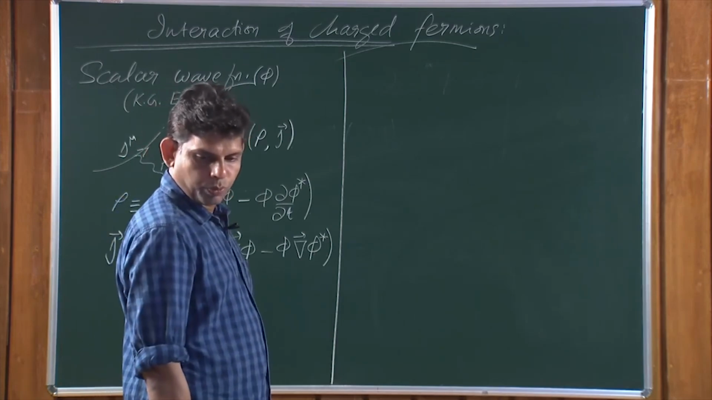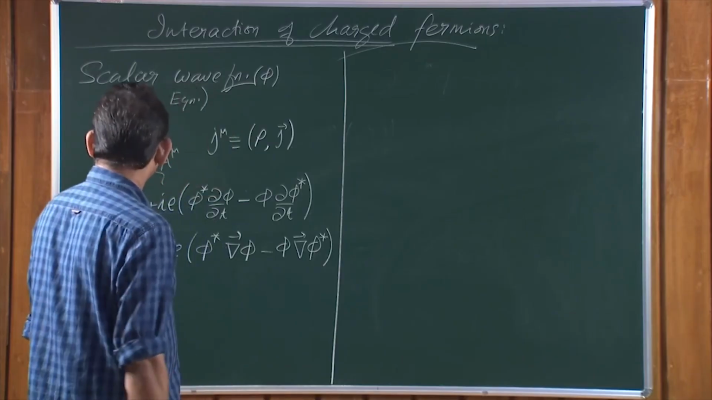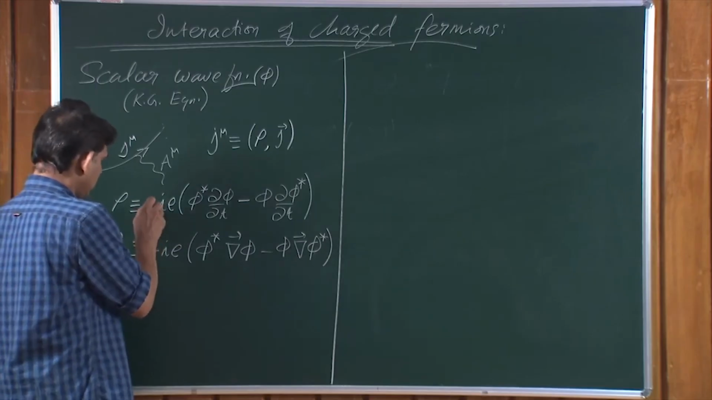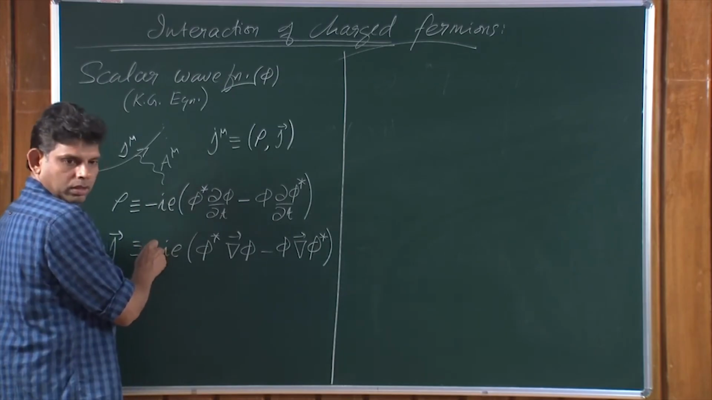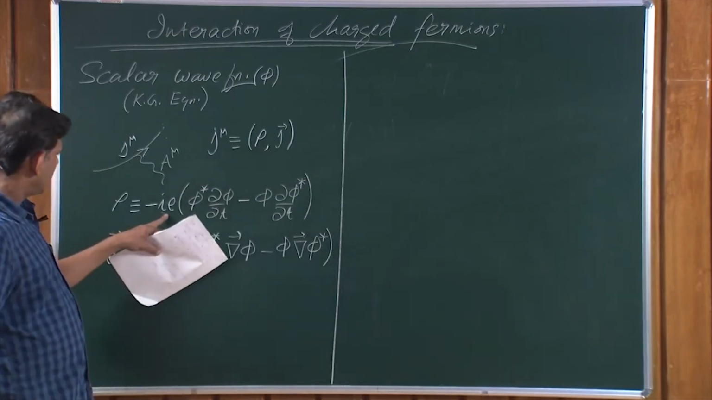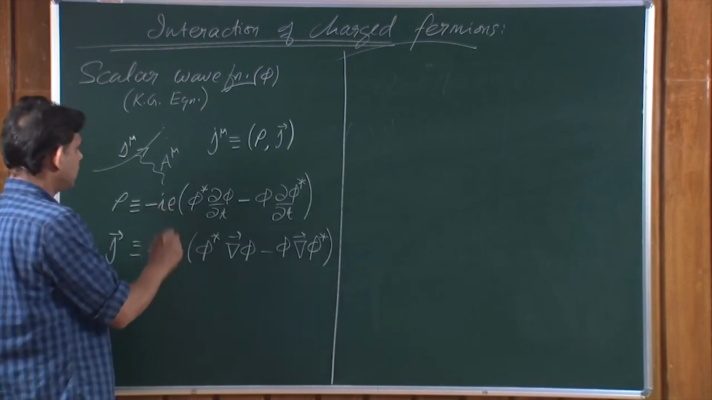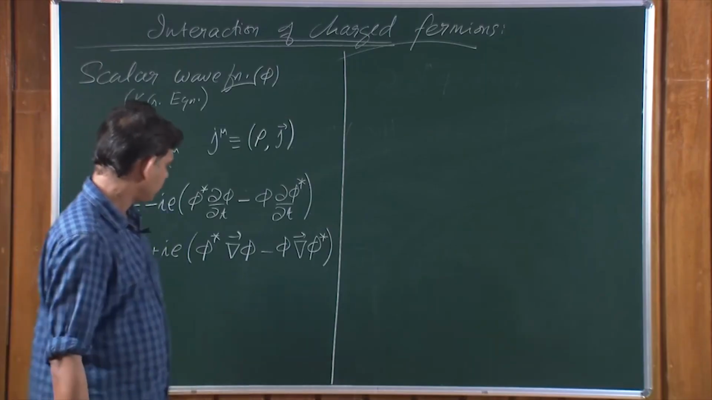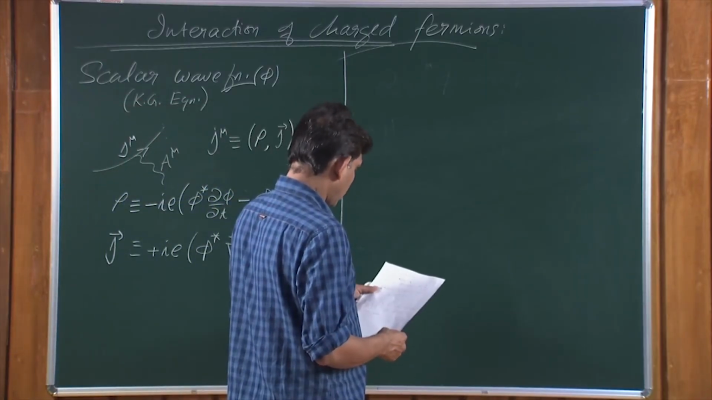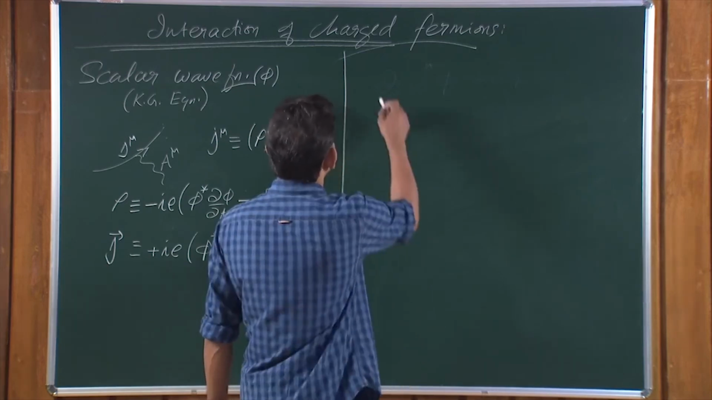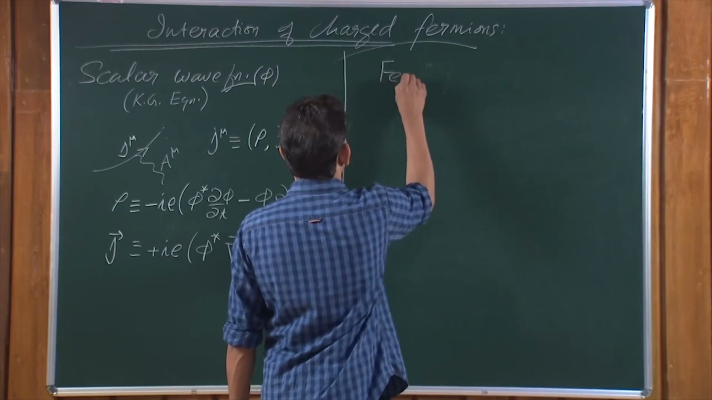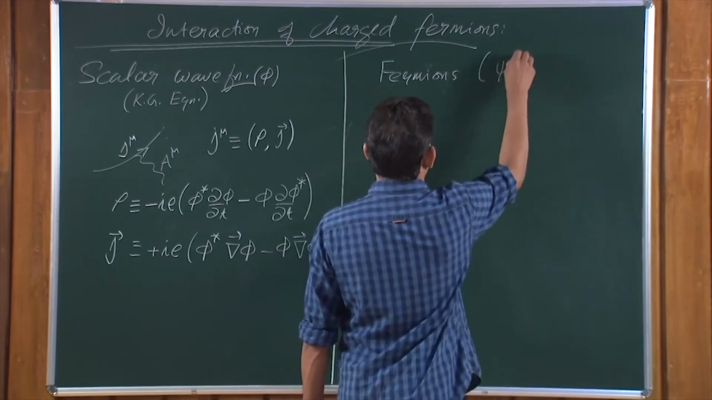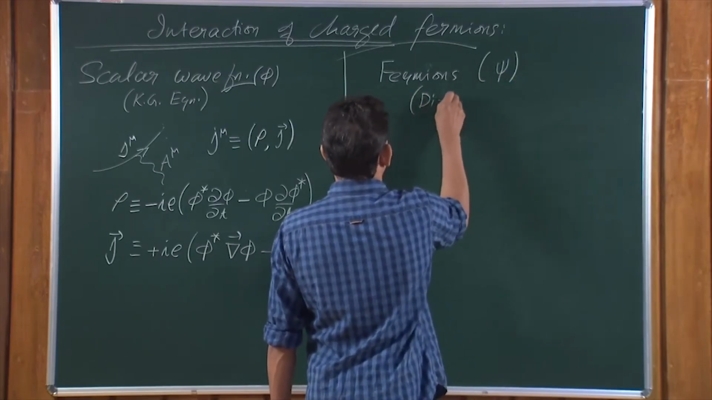Now, coming to electron, I think I made a sign error earlier, and this should have been, for electron with minus E charge, it is minus i E. Okay. Sorry for that. Now, what about the fermionic fields? So, fermion represented by psi, they obey Dirac equation.